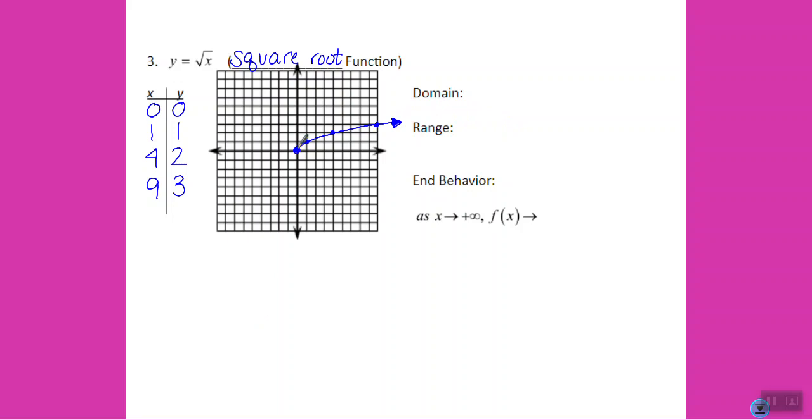Since it stops at 0, that means our domain is from 0 to infinity. Our range, the bottom, is at 0, and then it goes up forever. And our end behavior looks a little different this time. Because there's only one arrow, there's only one end behavior, and that one arrow is going towards positive infinity.